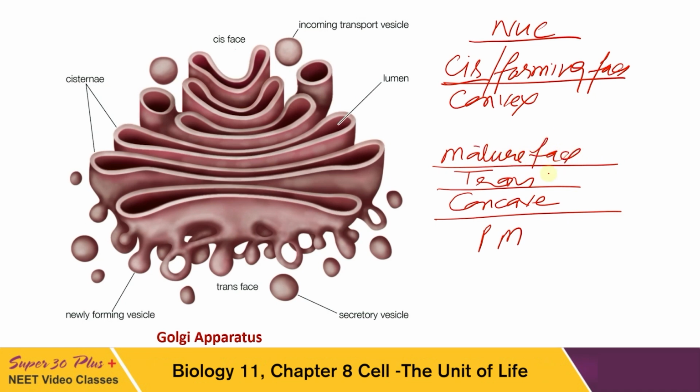So here this is the Golgi apparatus. The lumen is there in between. These are the secretory vesicles. At the trans face, the mature face, these newly formed vesicles are there, and definitely the nucleus will be towards this side. This is the nucleus here. Close to the nucleus this Golgi body is present.